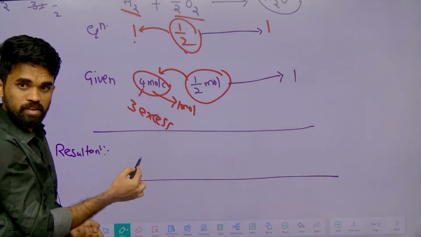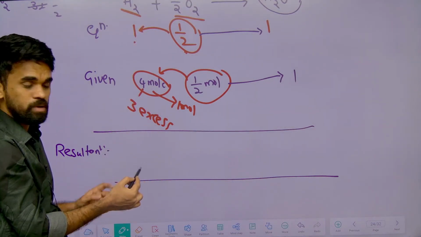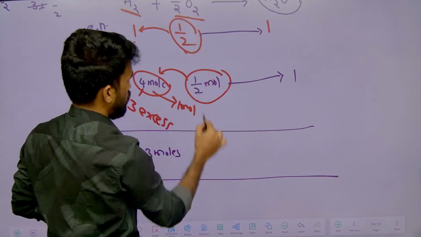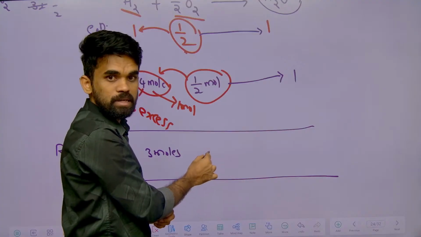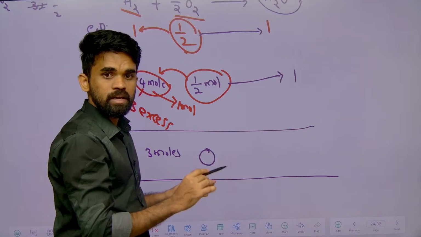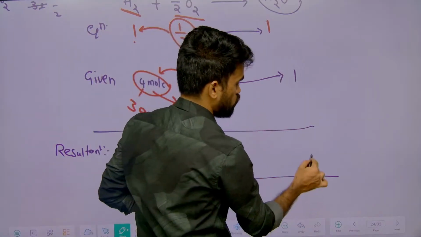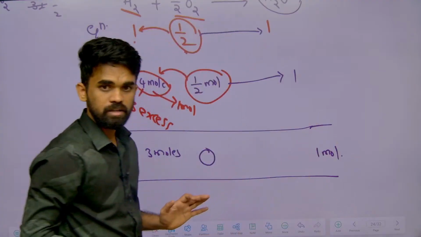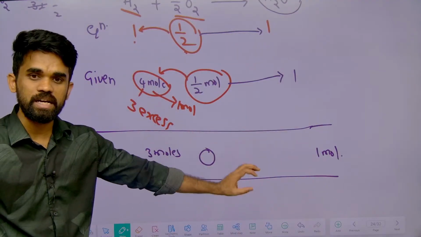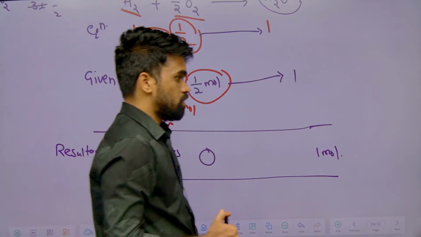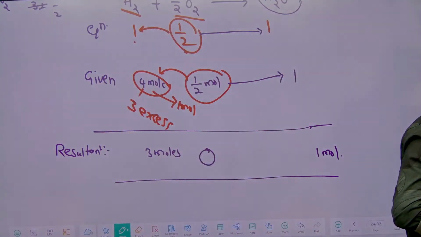The excess reagent definitely remains. How much is in excess? The limiting reagent will be completely consumed in a chemical reaction. The H2O formed will be 1 mole. Clear? They may ask you in terms of weights also. Follow the same method. Next.